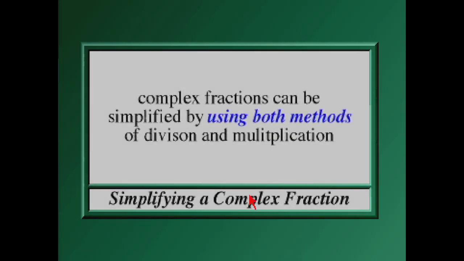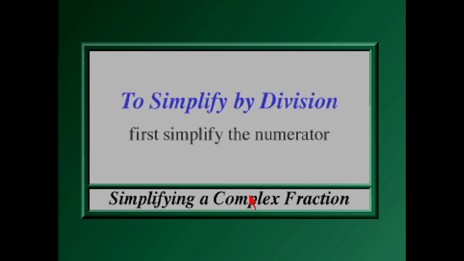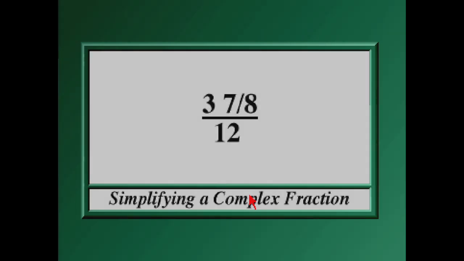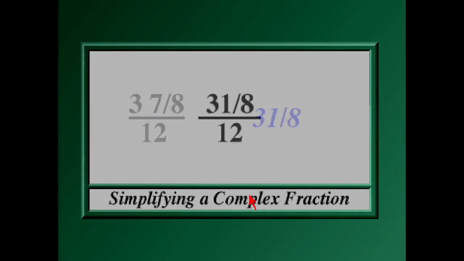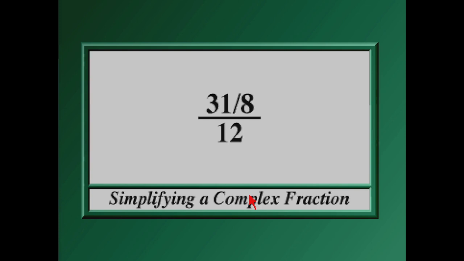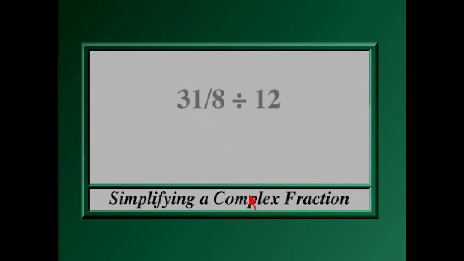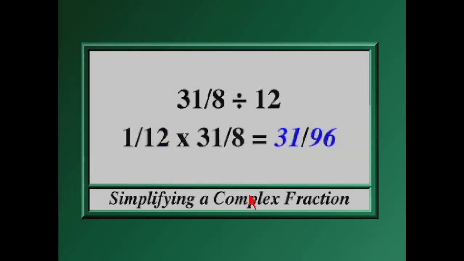Complex fractions can be simplified by both methods of division and multiplication. To simplify a complex fraction by division, first simplify the numerator. For the fraction 3 7/8 over 12, the numerator becomes 3 times 8, or 24, plus 7, or 31 over 8. The fraction becomes 31/8 over 12. To divide 12 into 31/8, place 12 over 1. Invert the 12 over 1 and multiply. The fraction is 31 over 96.